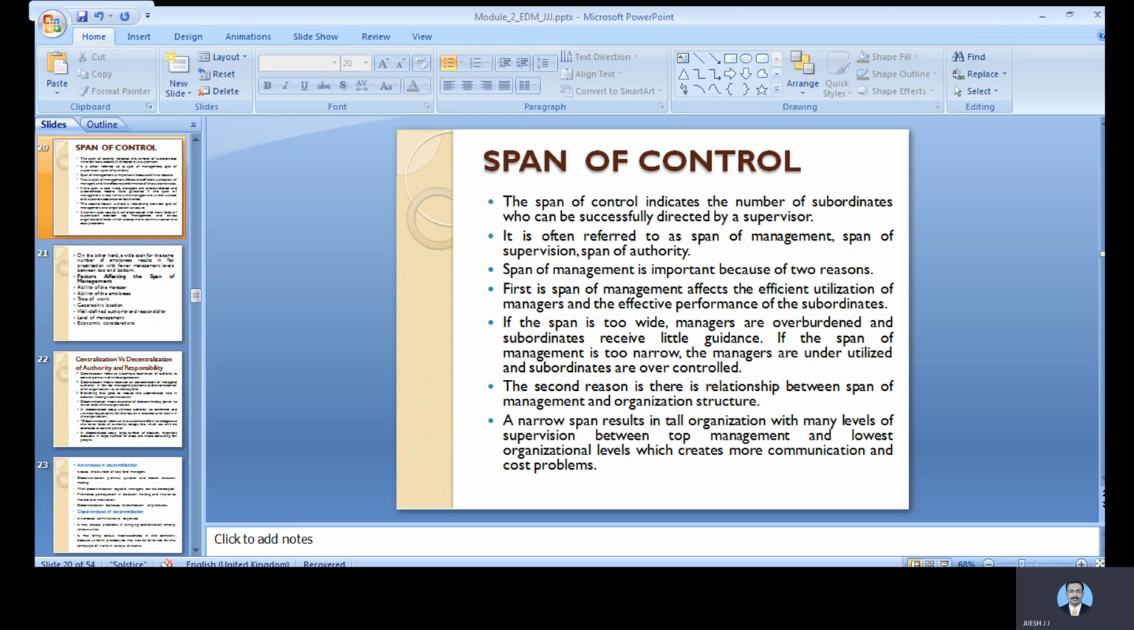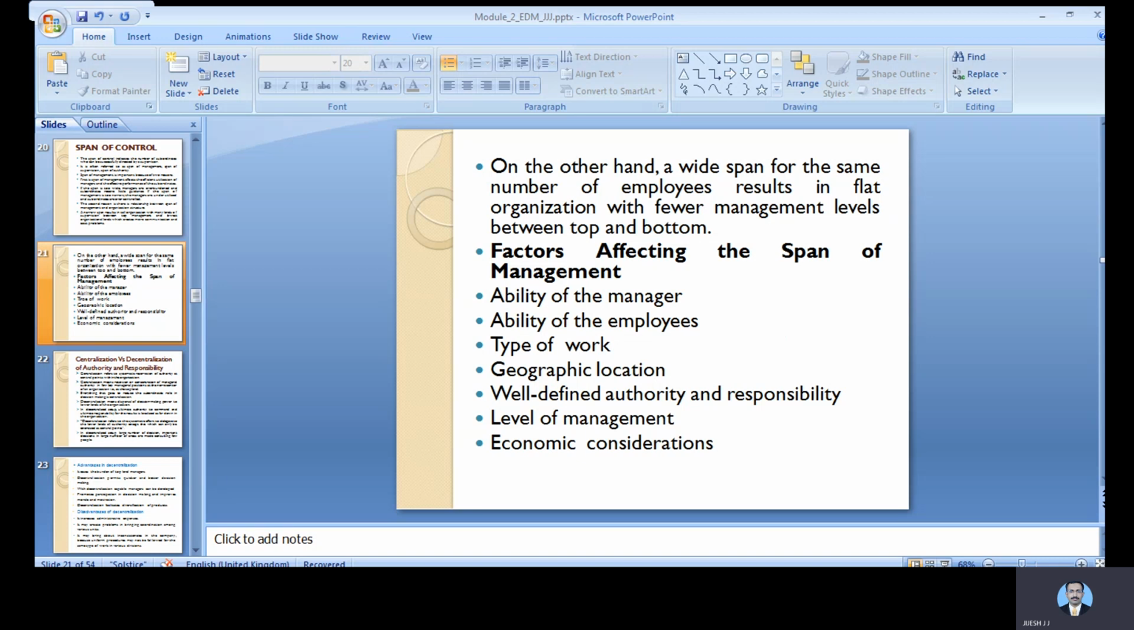The second reason is that there is a relationship between the span of management and the organization structure. A narrow span results in tall organizations with many levels of supervision between top management and the lowest organization levels, which creates more communication and cost problems. On the other hand, a wide span for the same number of employees results in a flat organization. You might have seen that when you go from top to bottom, sometimes there is a flat type of management process.